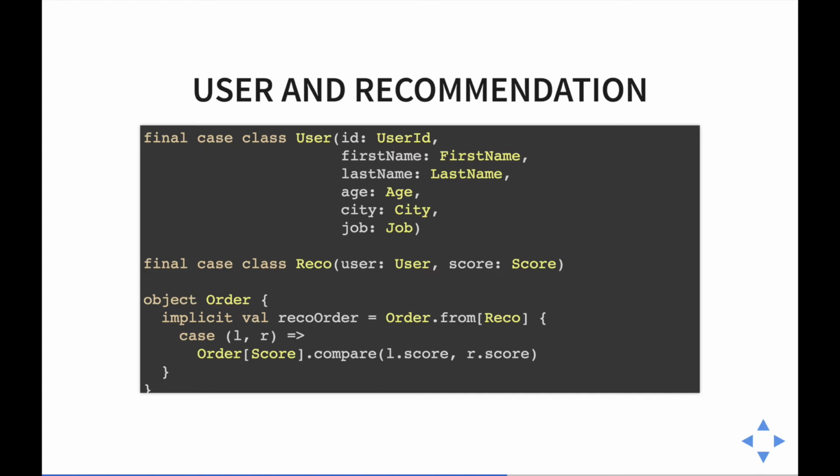And you have a recommendation, or in short, just reco. A recommendation consists of a user and some score. Can be a double, an int, or something else. Doesn't matter at this point. And we also want to order recommendations, so we have to provide some implementation of our order type class. In this case, we say we order recommendations by the score. So we want the biggest score on the top position. That's the way we want to order it, and that's why we need this implementation.